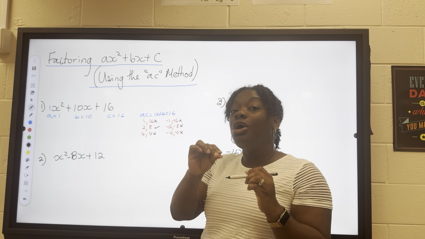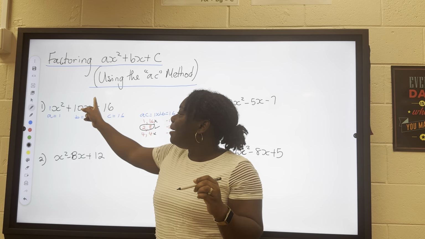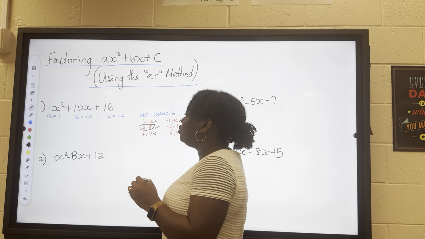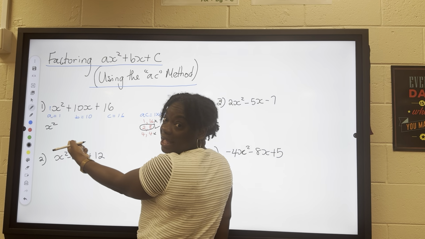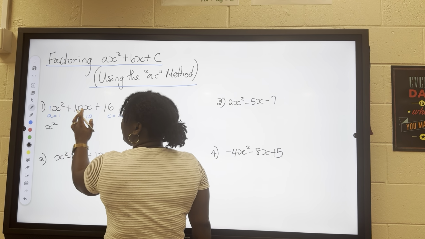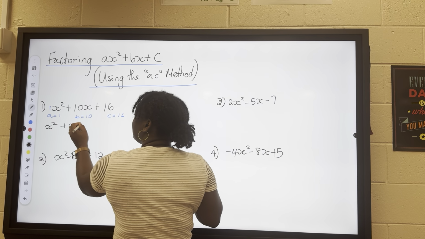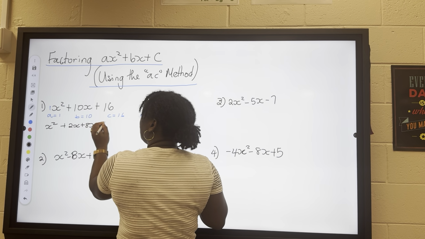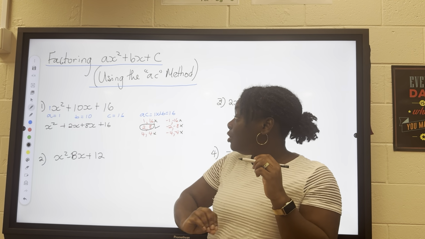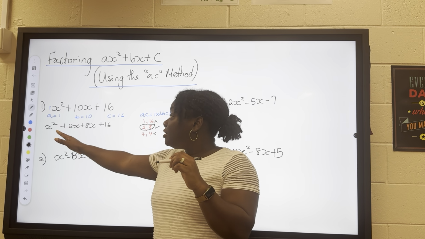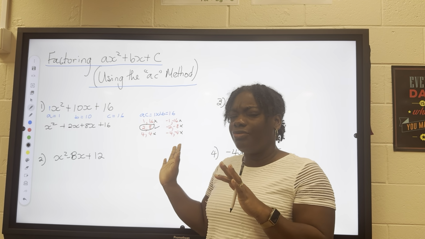So I'm now going to substitute this pair for my middle term. Let's look at what we mean by that. I'm going to write back my x squared, my first term. And then this, I'm going to rewrite as 2x plus 8x, plus 16. I'm writing back my end term. You could have written x squared plus 8x plus 2x plus 16. Whichever way you want to write it is fine.